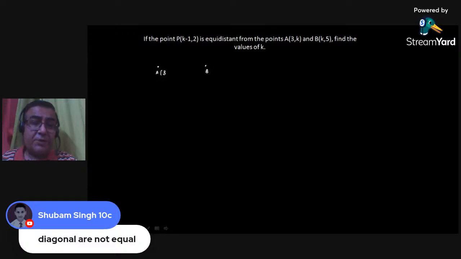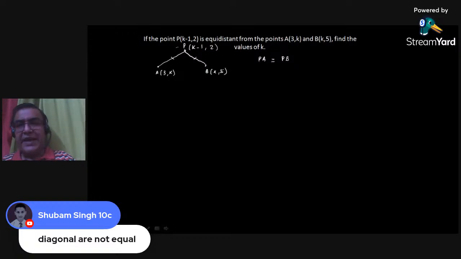A has the coordinates of 3 comma k, and B has the coordinates of k comma 5. And there's another point P here, which has the coordinates k minus 1 comma 2. The question says that this point P is equidistant from both A and B. So that means the length of PA should be equal to the length of PB. Using that concept, once you know the coordinates of all these points, can you find out the value of k?